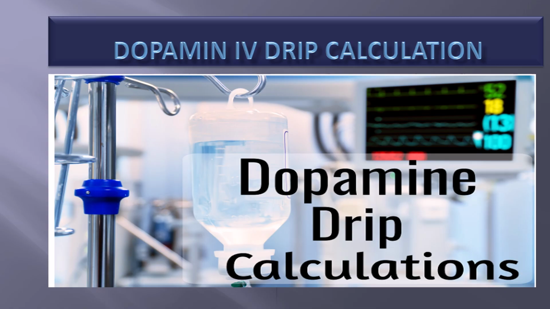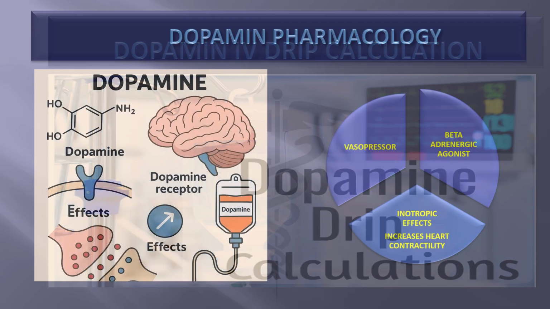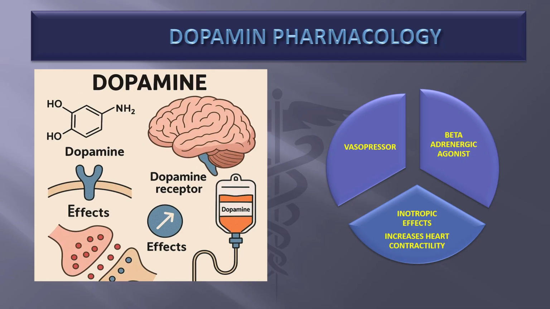My purpose is to give you a very simplified way of doing calculations, be it drugs, be it dopamine, be it anything that you seem to find very complicated. So let's move on. Today's topic is dopamine drip calculations. Before we move on, let's know what dopamine actually is, why we give it, and what the benefit of giving it is. Let's have a quick look in a nutshell.